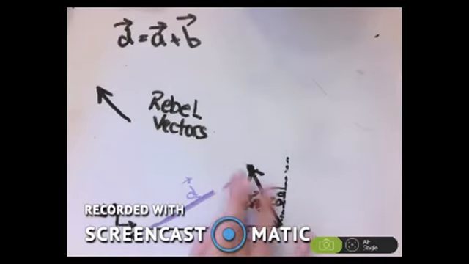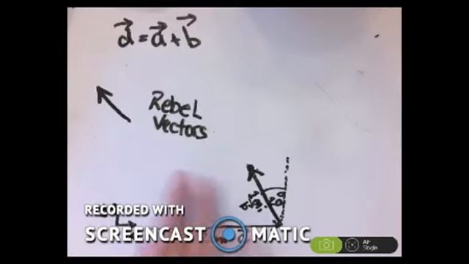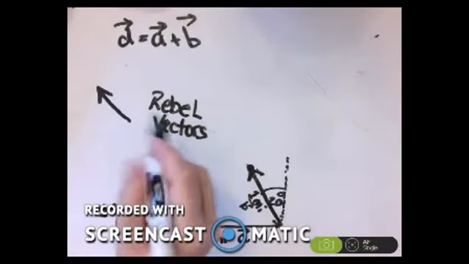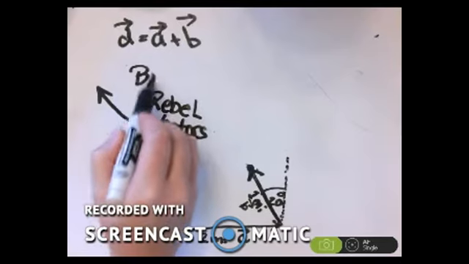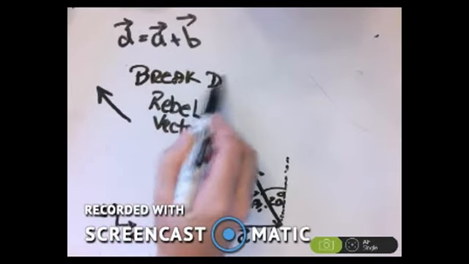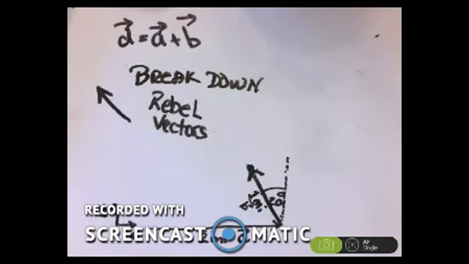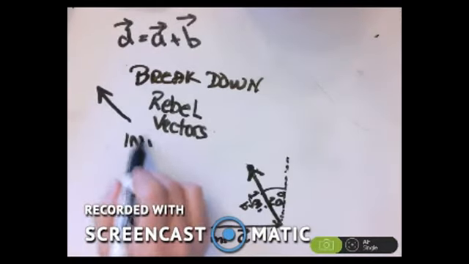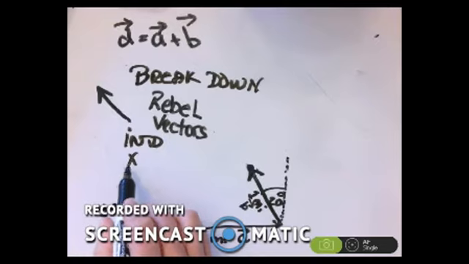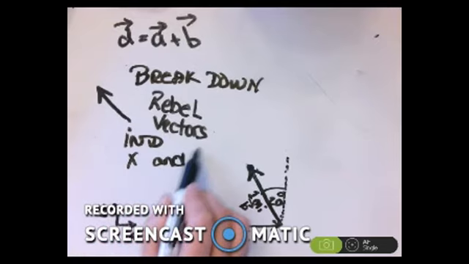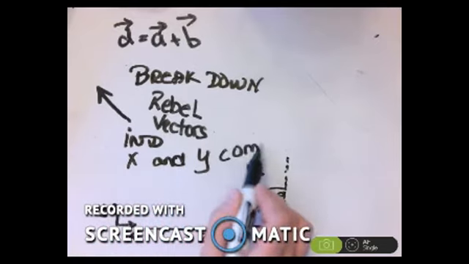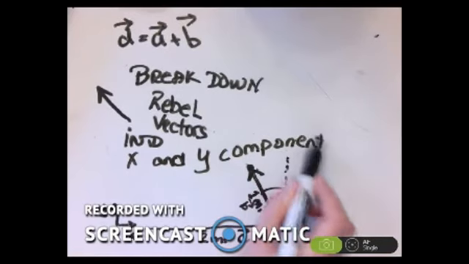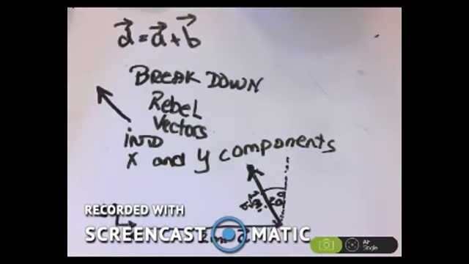We're trying to figure out what this purple vector is equal to. We'll get rid of that just for a second so we have some room to work. What we do to rebel vectors is break them down. We need to break rebel vectors down into horizontal, which we call X, components, and vertical components. We absolutely need to break them down before we can add them together. So let's take a look at breaking these vectors down.